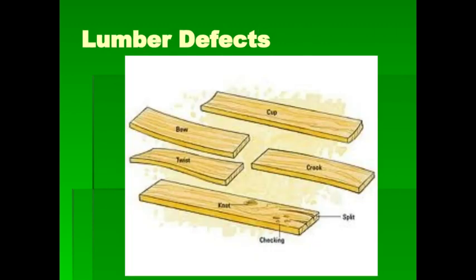But during the drying process, you're going to see some lumber defects. If you've worked with wood at all, you'll see some of these. There's the cup, the board can bow, it can twist, it can crook. Knot, think to yourself, remember where knots come from? Checking, and it can split at the end.